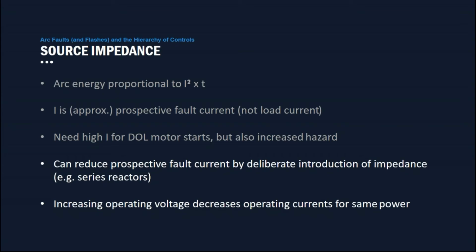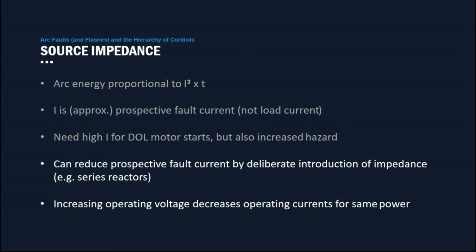And we noted earlier that the arc energy is proportional to the square of the current. So of course, if we don't need a high fault current for our direct online starts, then we can arguably introduce some impedance into the circuit, and that reduces the fault current. It's not often done in electrical installations, but it just does underscore the sensitivity to current of the energy delivered in a fault.